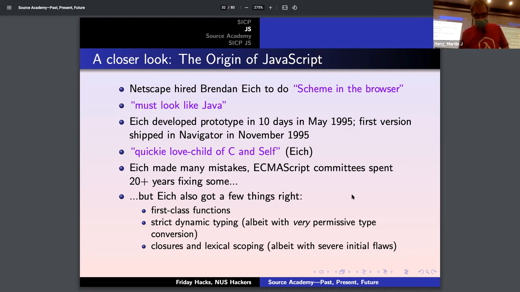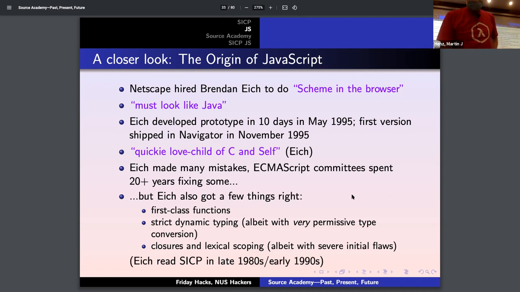What he also got right was closures and lexical scoping, in principle. However, the details are debatable. There were quite severe initial flaws in his notion of lexical scoping. He allowed the scope of names declared with var to be the entire function in which the declaration occurs. And that was a severe design flaw that was only fixed in 2015 with ECMAScript 6, when let and const were introduced into the language.